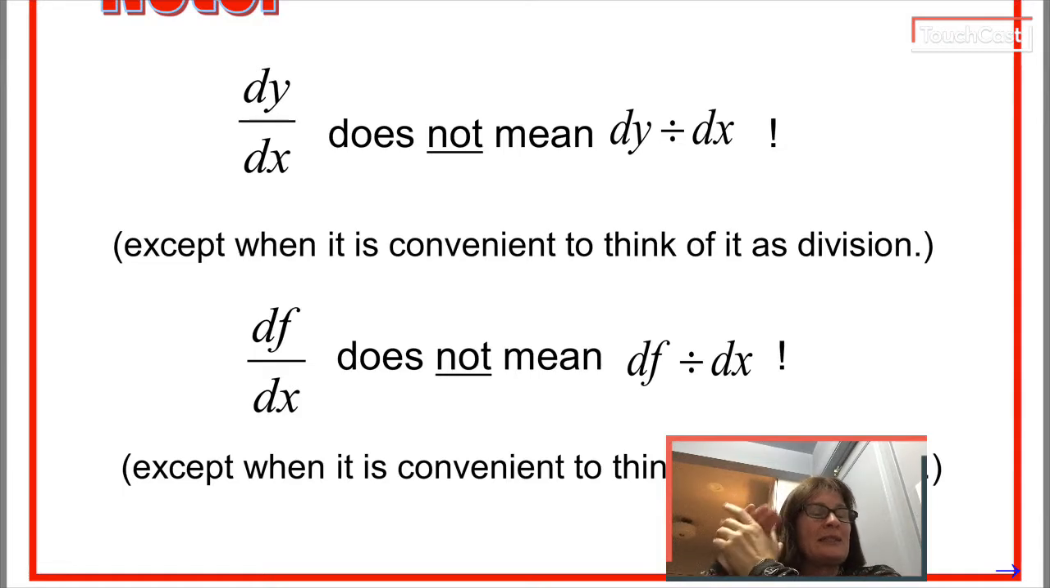But that notation now isn't going to imply division, except in the way that it implies the formal definition of the derivative, which is that limit of a difference quotient that we've been working. Once we start taking derivatives the short way, you're not going to be thinking about that as division at all. Similarly, df dx does not mean df divided by dx. It means a very small change in f compared to a very small change in x.